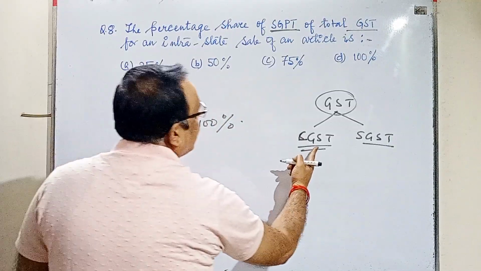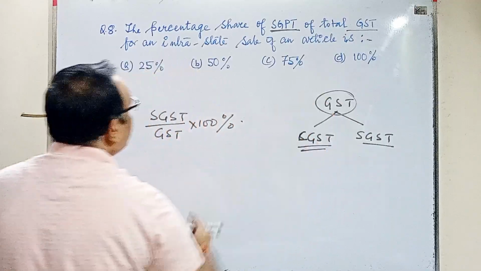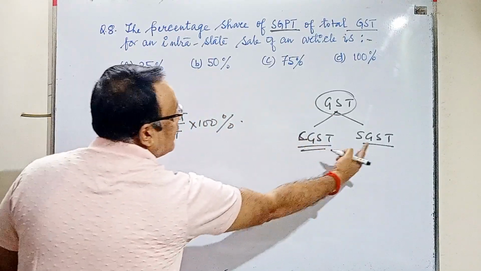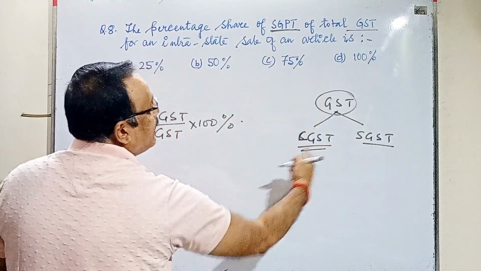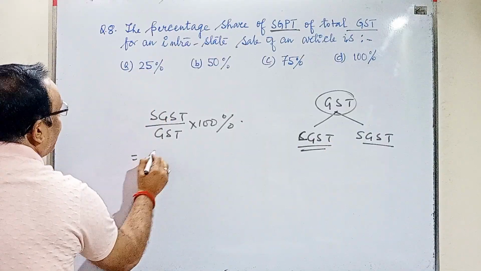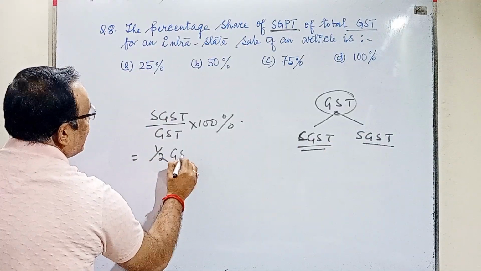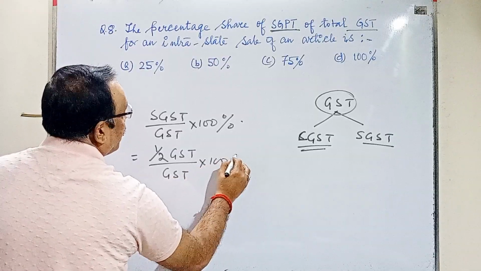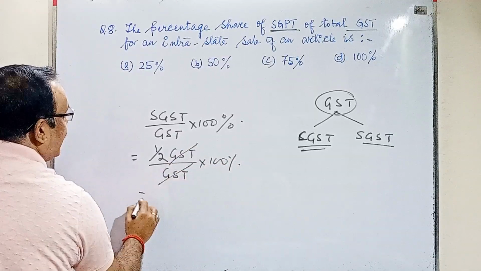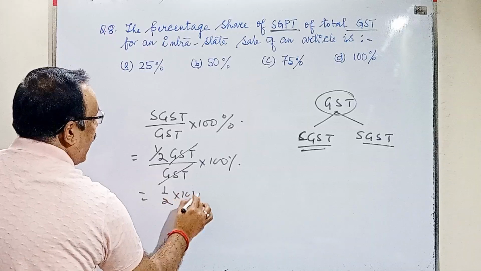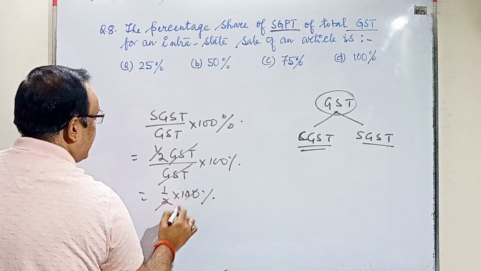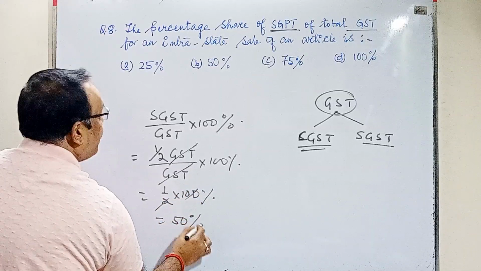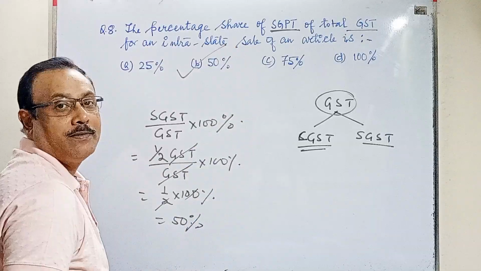So we know SGST is half of GST, because SGST and CGST combined become GST and they are equal. So in place of SGST, I can write half of GST. So half of GST by GST into 100%. So GST cancels, and we get half into 100%, which is 50%. So B is the choice.